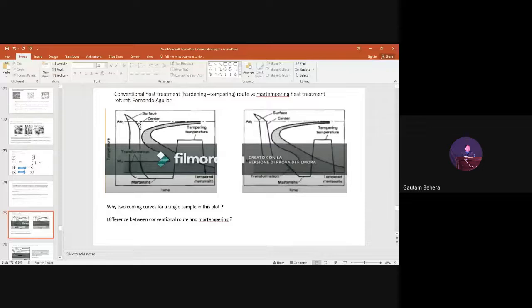Why is it slow? Because you understand the center portion is not exposed to the surface. So cooling will be slower, but the surface will be exposed to the atmosphere. The cooling rate will be higher at the surface. That's why we have two cooling curves. But this is for the same piece of steel.